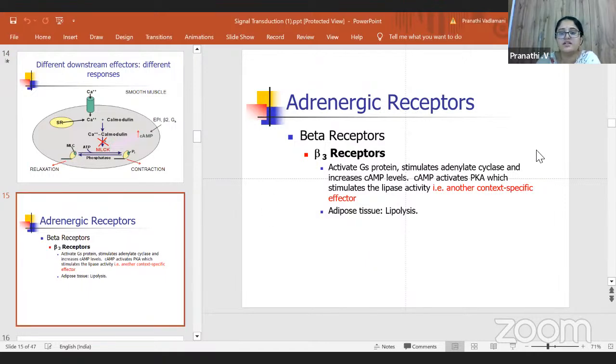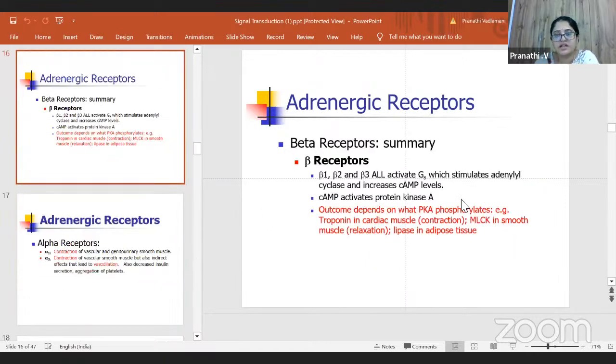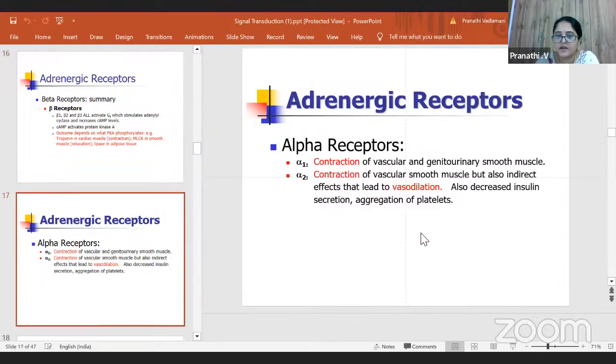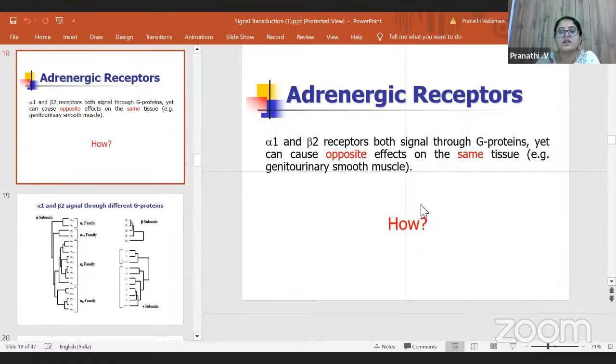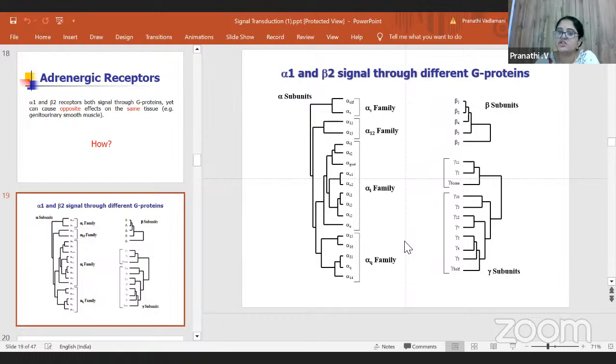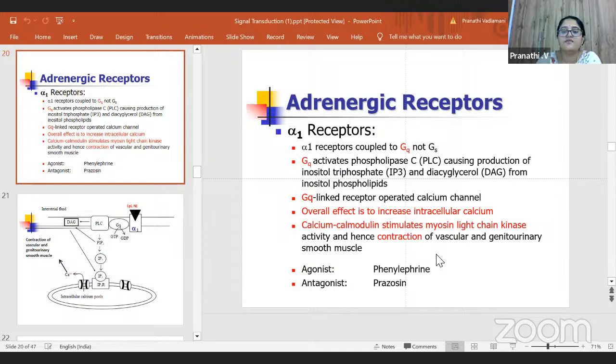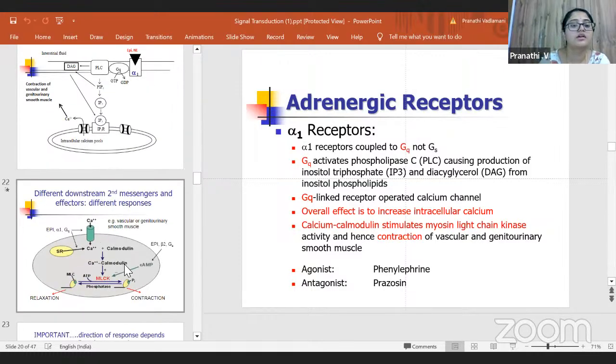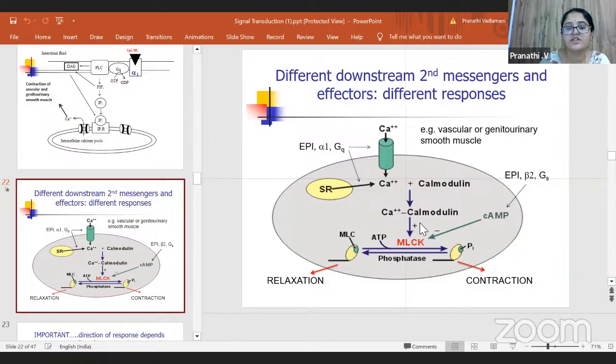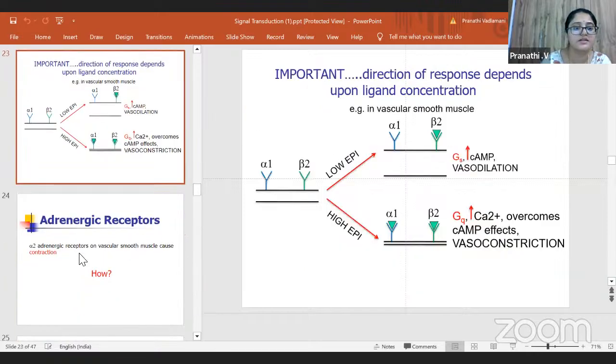So you have adrenergic receptors also. Again, different types cause different kinds of constriction as well as vasodilation. Both are acting on your G proteins. Different subunits are present. So you have phenylephrine, prazosin, these being agonist and antagonist. The overall effect is again an increase in the calcium levels inside the cell. So this is how your calcium calmodulin pathway is going to take place.